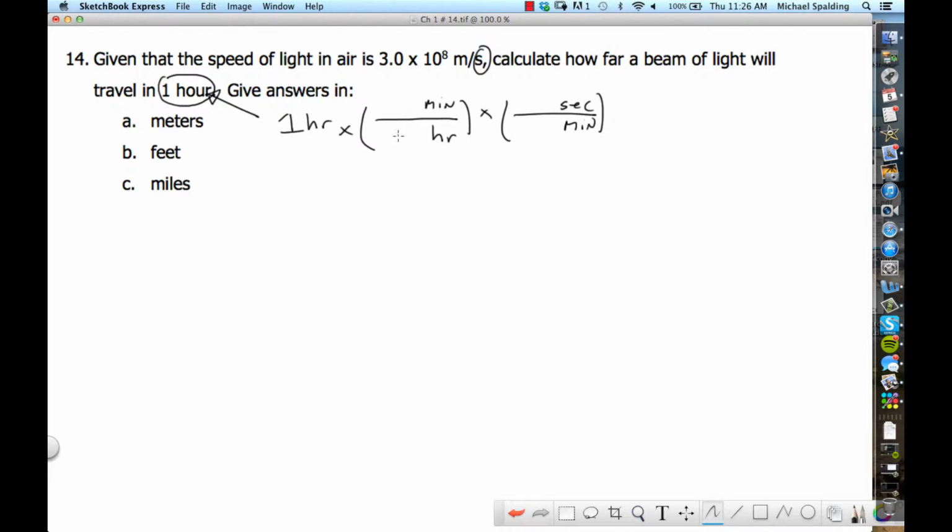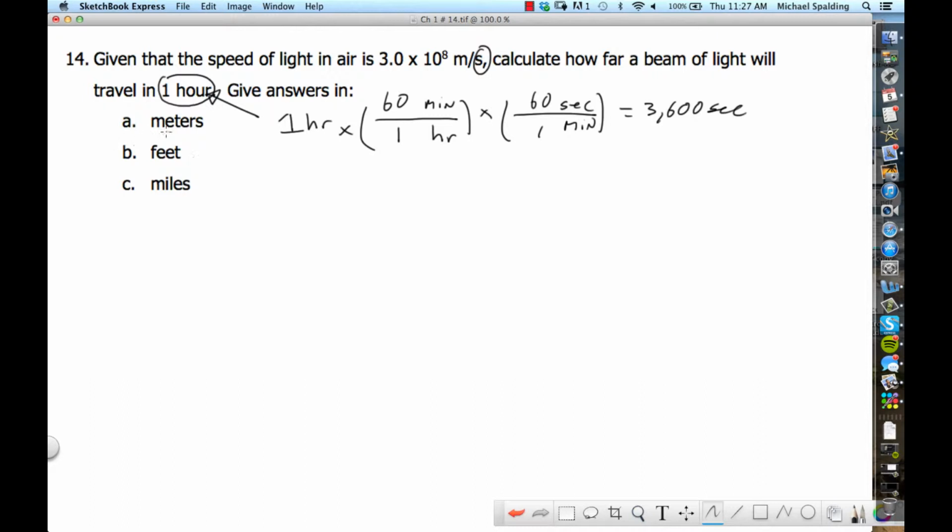All right, so 1 hour is 60 minutes. 1 minute is 60 seconds. So this is 3,600 seconds. Okay, so how do we convert 3 times 10 to the 8th meters per second into meters if we know the time? What you got to do is think of this in terms of units. What unit do we want to cancel? What unit do we want to get rid of?